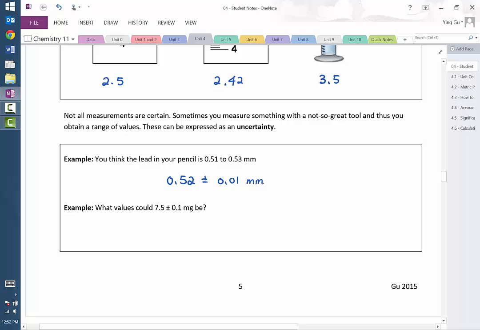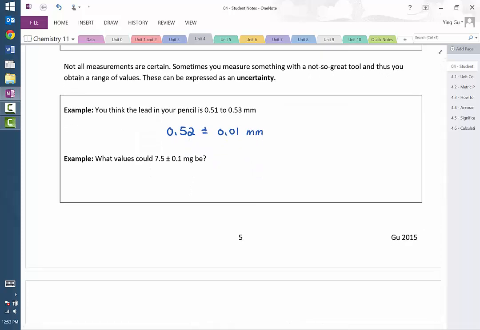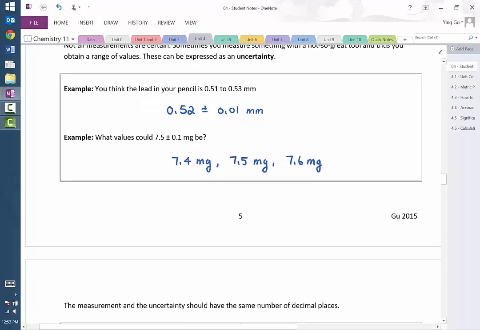So if you were to read a reading that said 7.5 plus or minus 0.1, this reading says that our value might be 7.4, or let me put the units in there, 7.4 milligrams. It might be 7.5 milligrams, or it might be 7.6 milligrams. That's what that symbol refers to. Okay?